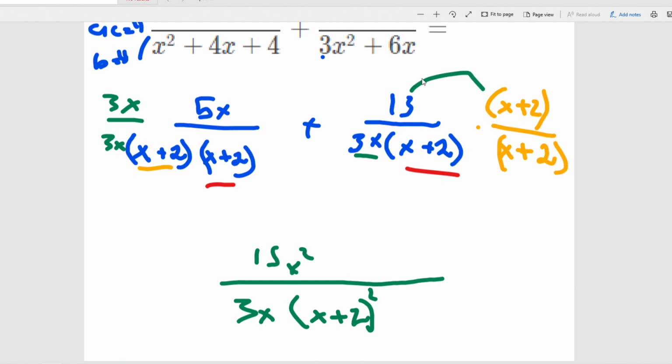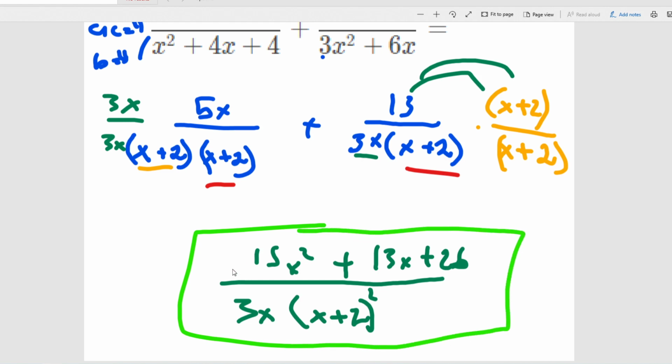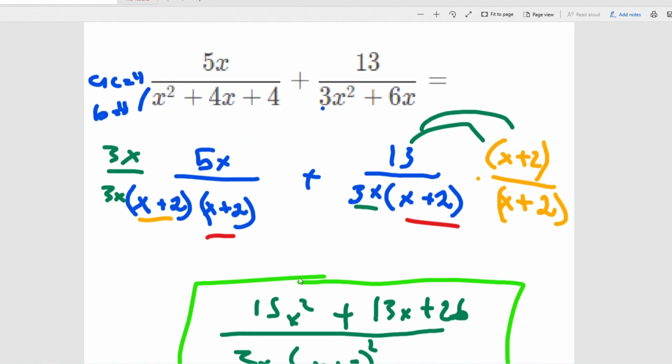This side, we're going to have to do a little distributing. I should use a different color, but whatever. So we got a plus 13x plus 26. And again, I'm going to have to look for like terms. Do they have any same power, same variable? Well, they have the same variable, but not the same power. So these are not like terms. And we are set, which is awesome. So that's the basic process.